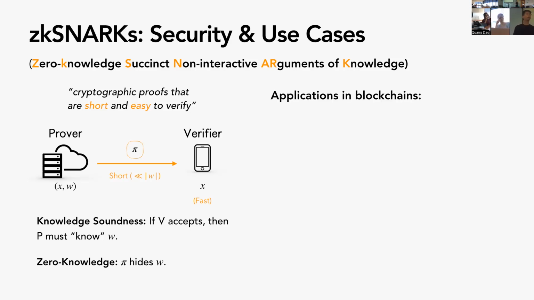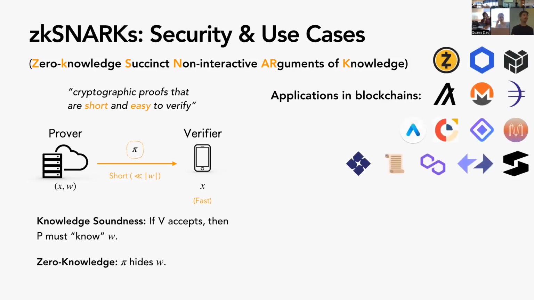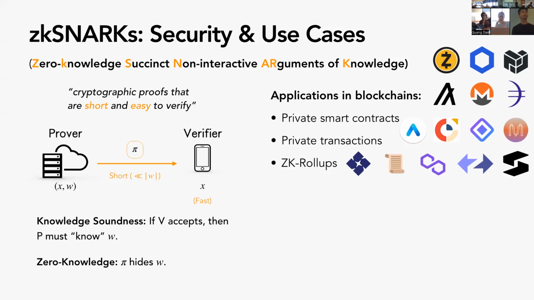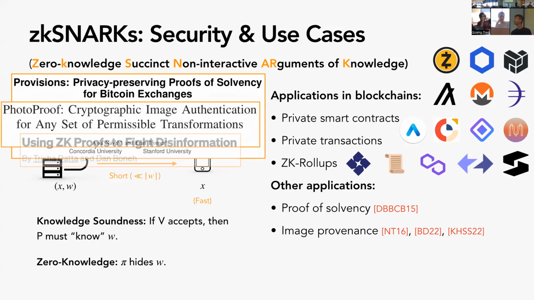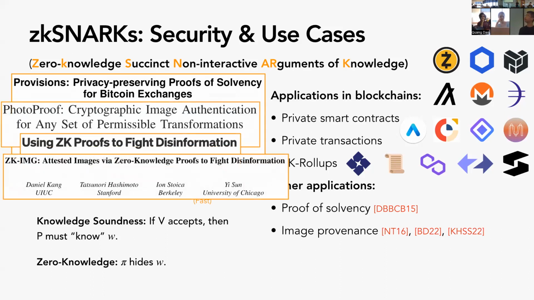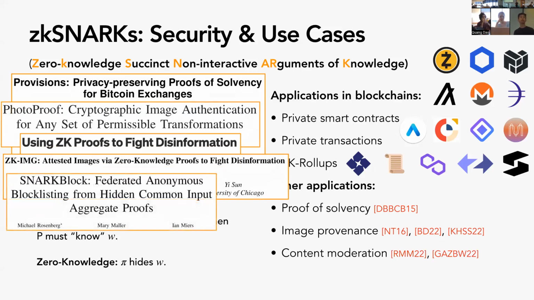Now, zkSNARKs have found a lot of applications in blockchains. So we have many companies that are all working in this blockchain space, utilizing zkSNARKs in order to solve problems in both privacy and scalability, such as with private smart contracts, private transactions, and zk rollups. zkSNARKs have also found other applications, such as proof of solvency for exchanges, certifying image provenance. There's been a series of work recently, and also for content moderation.